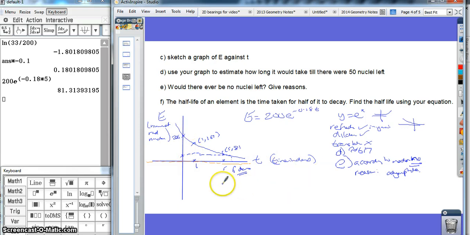And F, the half-life of an element, is the time taken for half of it to decay. Find the half-life using your equation. Pause it, please, and have a go.